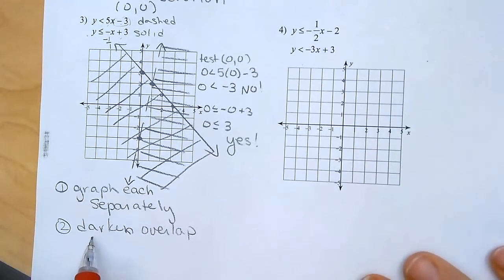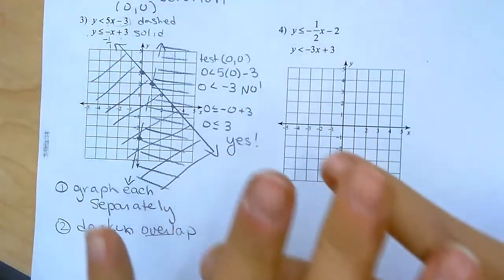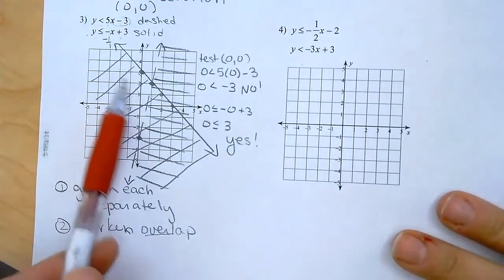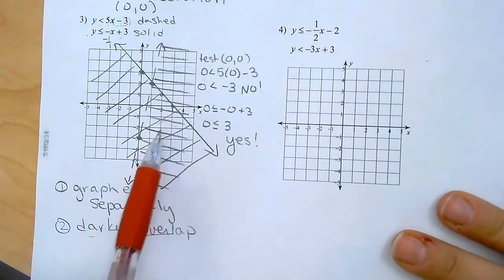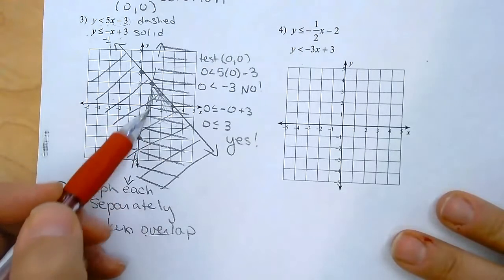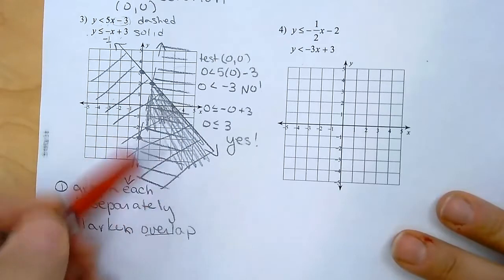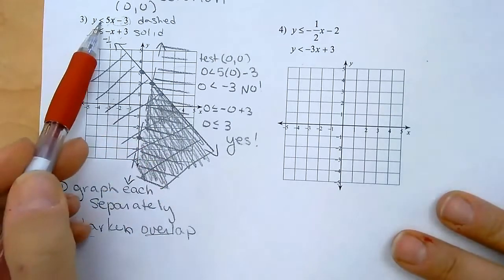Now we're going to darken that overlap. And what we're going to look for is where the lines cross like this. And that's not happening right here. It's not happening here. It's happening here. So you can see where they're crossing each other. So this little section here between the lines, you're going to darken. Because those are all the solutions that work for both equations.